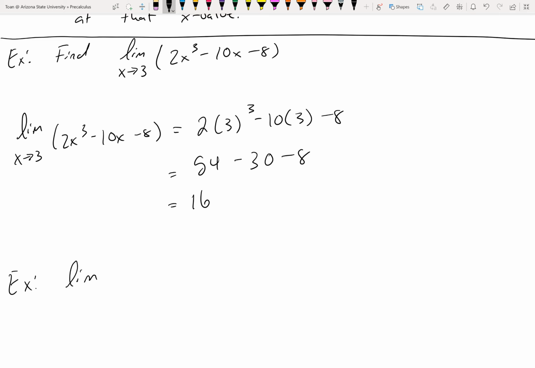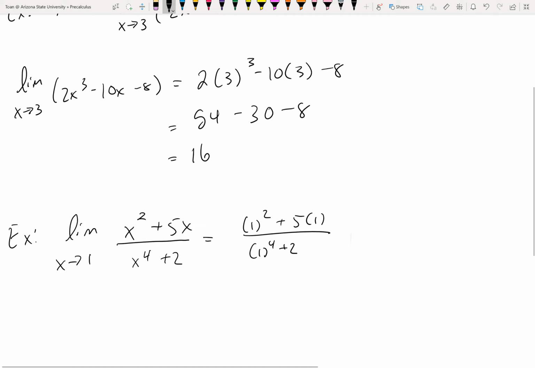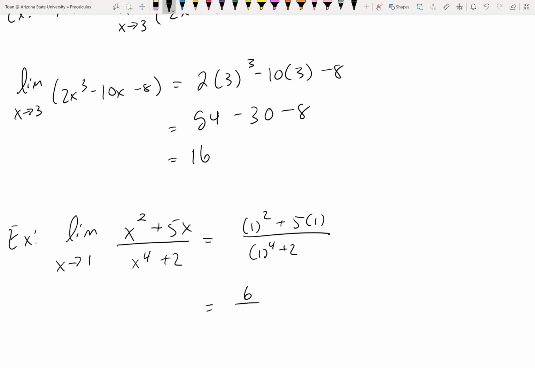You know, the limit as x approaches, say, 1 of x squared plus 5x over x to the 4th plus 2. It can look like a crazy complicated rational function, but notice x is approaching 1. It does not make the denominator equal to 0, so we know that 1 is a perfectly fine number to plug in. So you can go ahead and plug that guy in. You get 1 squared plus 5 times 1 over 1 to the 4th plus 2. And you get, what's that, 6 over 5.